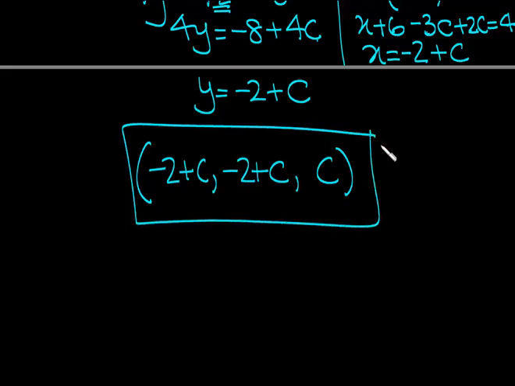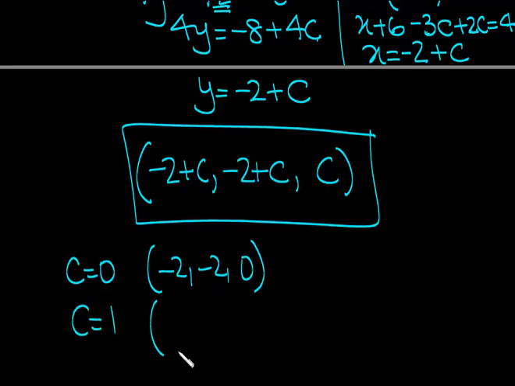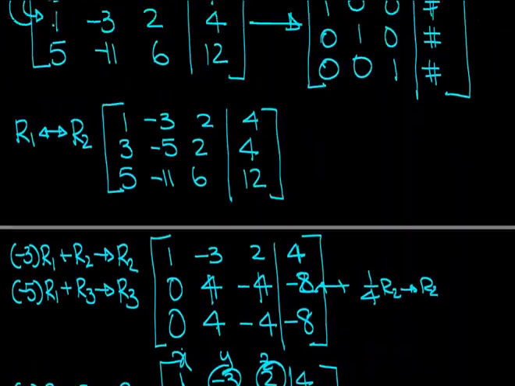For every value of c we get a new point. For example, if c is 0, we get negative 2, negative 2, 0. If c is 1, we get negative 1, negative 1, 1, and so on. So you can get different points for different values of c. So that's how you do matrix elimination.